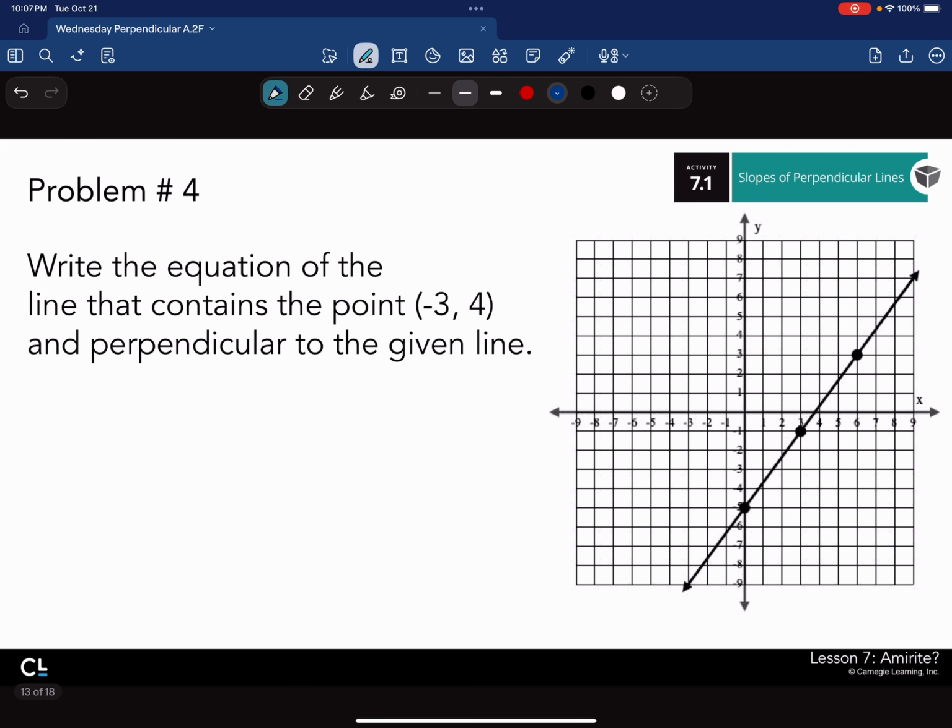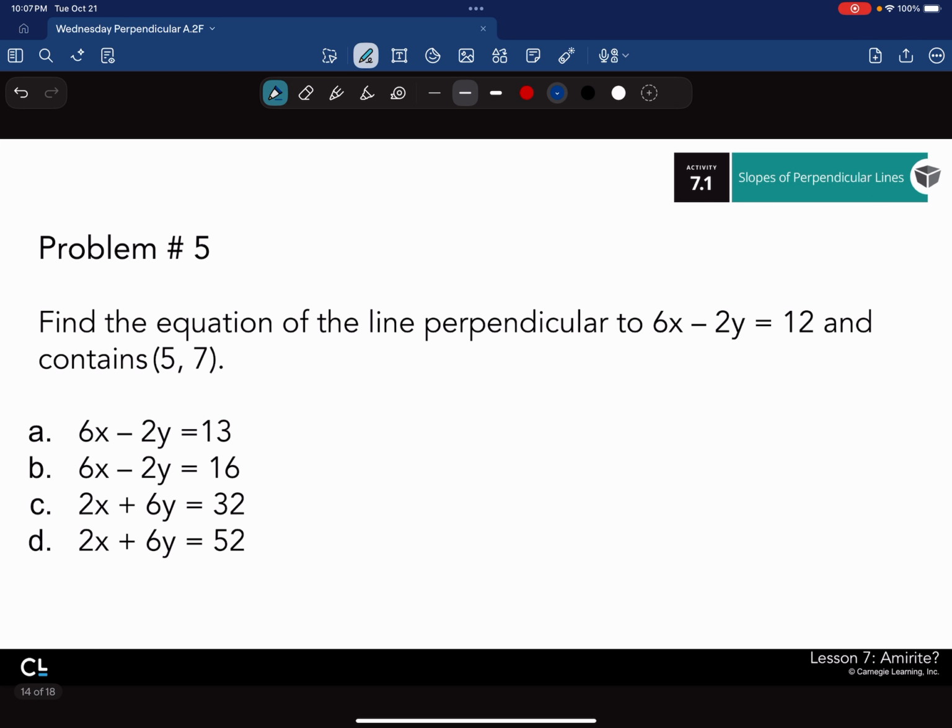We're going to go ahead and skip 4 because it's just like number 3. Number 5 says find the equation of a line that's perpendicular to 6x minus 2y is equal to 12 and contains (5, 7). So this one is different because it's not in slope-intercept form. The equation that we have in all our answers is standard form, ax plus by is equal to c. Again, perpendicular represents an opposite reciprocal.